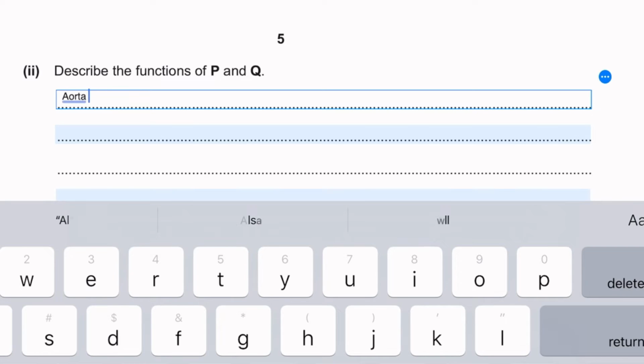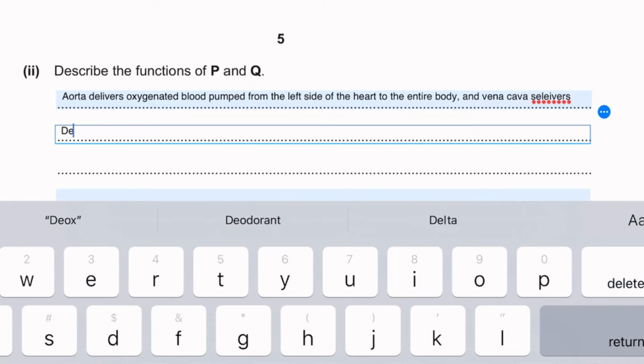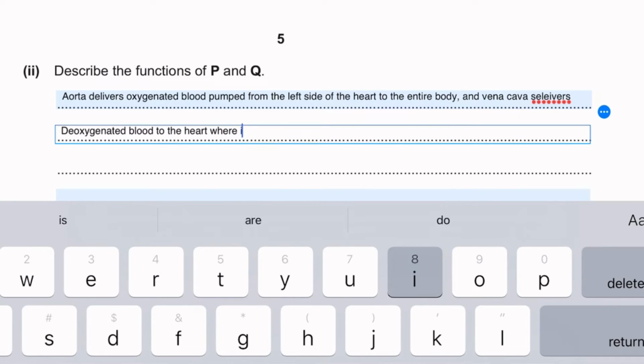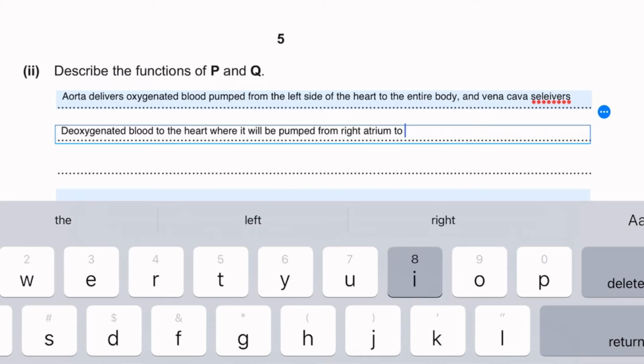You could say the aorta delivers oxygenated blood pumped from the left side of the heart to the entire body, and the vena cava delivers, you could just say it brings back, deoxygenated blood to the heart, where it will be pumped from the right atrium to the right ventricle through the pulmonary artery.